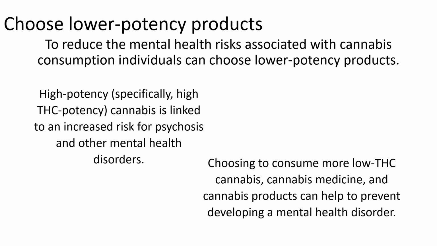Choose lower potency products. To reduce the mental health risk associated with cannabis consumption, individuals can choose lower potency products. High potency, specifically high potency THC cannabis, is linked to an increased risk for psychosis and other mental health disorders. Choosing to consume more low THC cannabis, cannabis medicine, and cannabis products can help to prevent developing a mental disorder.